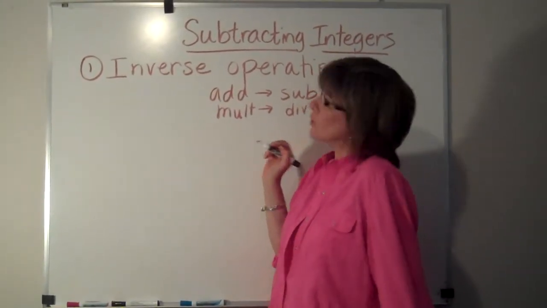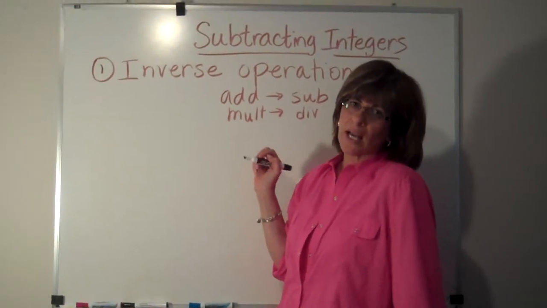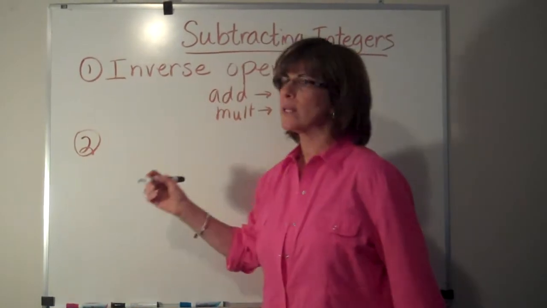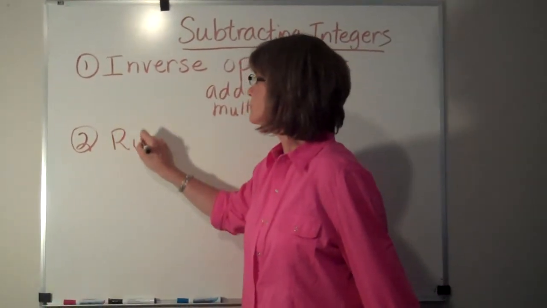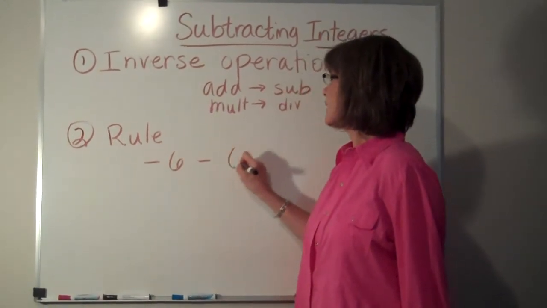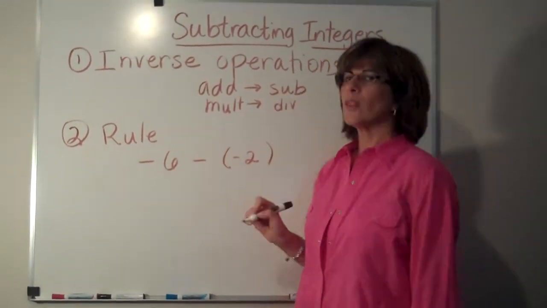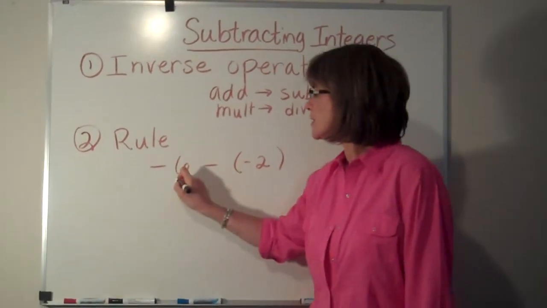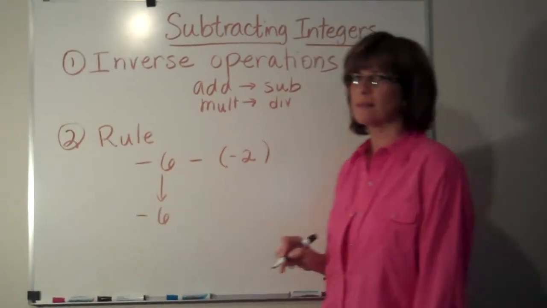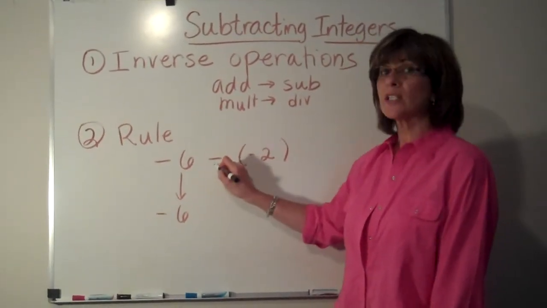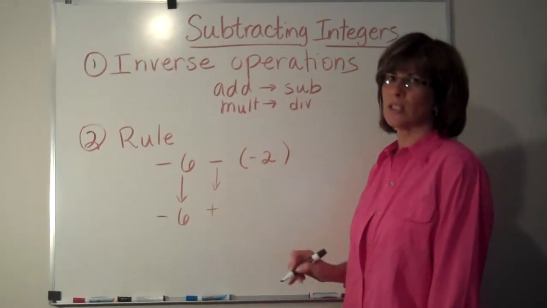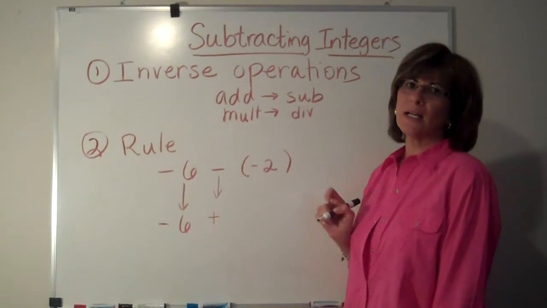So I'm going to tell you the rule for subtraction. Simple rule. And if you follow this rule, it always works. So let's have negative 6 minus negative 2. The rule is you leave the first number the same. It says negative 6, it's going to say negative 6. You change the subtraction operation to addition. So subtraction becomes addition. And you take the opposite of negative 2.